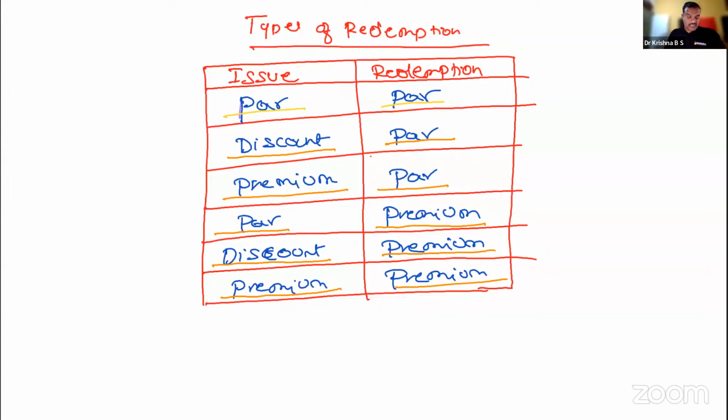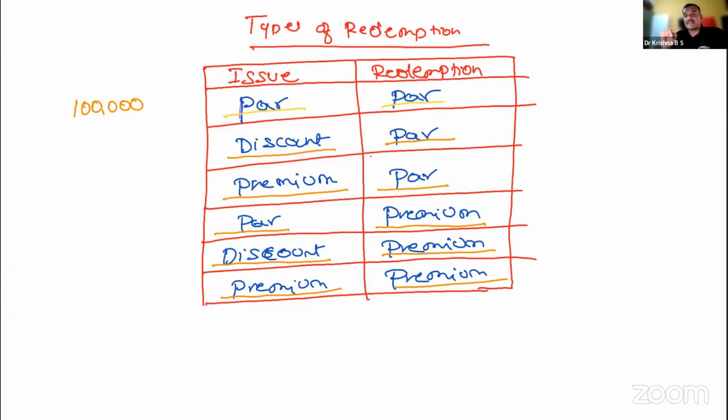Okay. Yes. I will take an example of 1 lakh. Okay, I will take a 1 lakh example. See, you should think as the company. Now you are the company, not the investor. You have taken 1 lakh from the public.